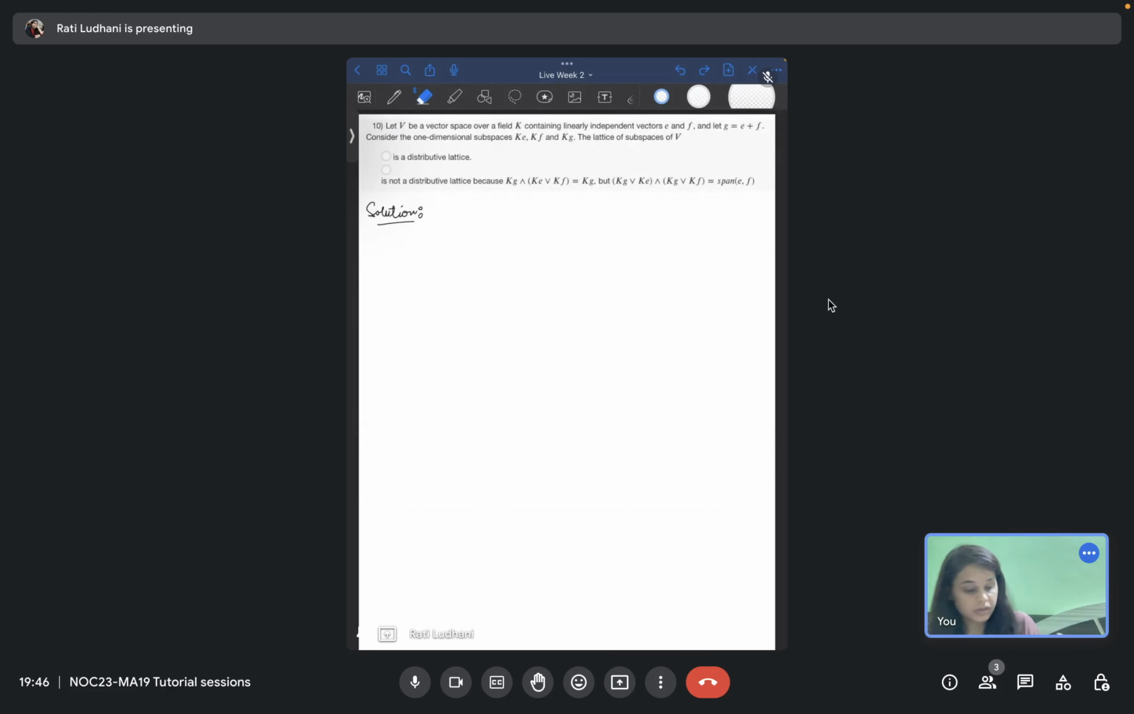Okay, let's come to this question. Let V be a vector space over a field K, containing linearly independent vectors E and F. So you have two vectors E and F belonging to V, which are linearly independent, so there is no relation between them. And G is E plus F.